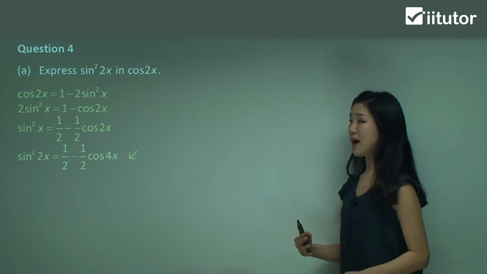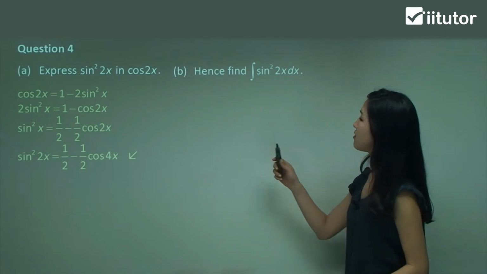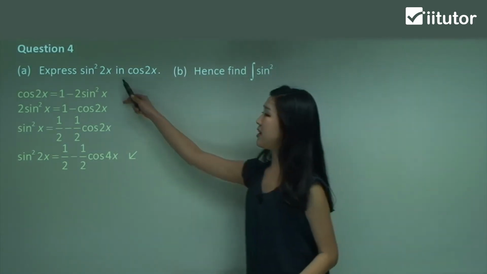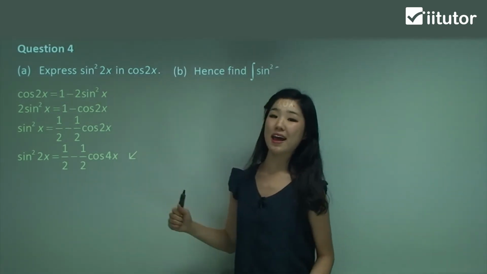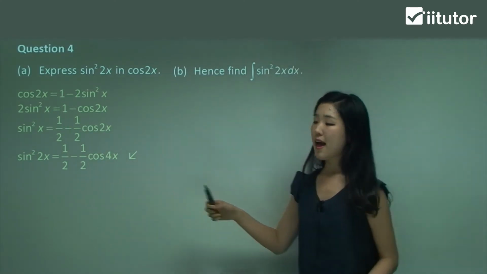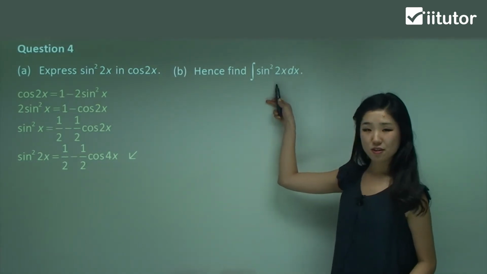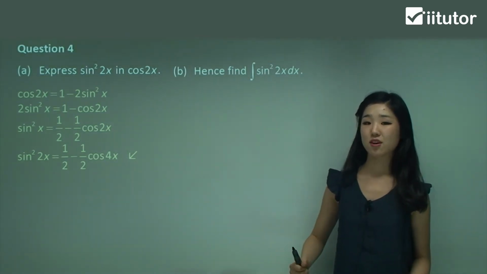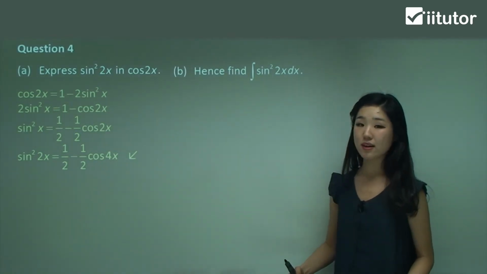So I've got sine 2x squared, and I'm going to use that in part B, because B says, hence find the integral of sine 2x squared dx. Basically, we're integrating this, which is what we had in part A. But remember, we found that sine 2x squared equals this. The reason why we're using double angle identities is because, can you integrate that straight away? No, we cannot integrate anything that has a power like that. Especially if it has squared, we cannot integrate it. So we must cut down the power and then integrate it.